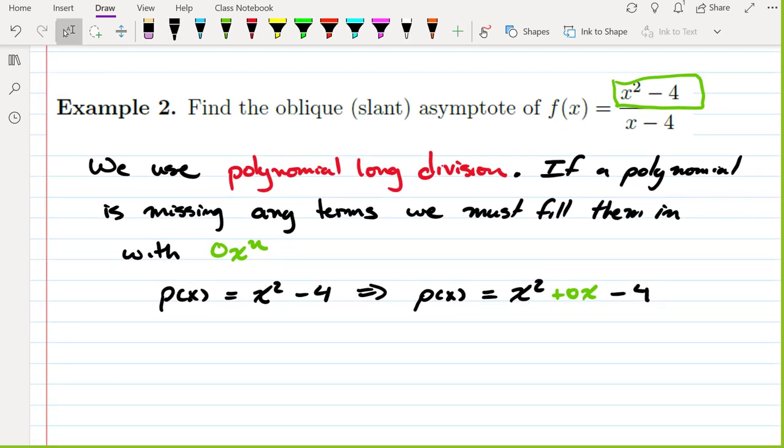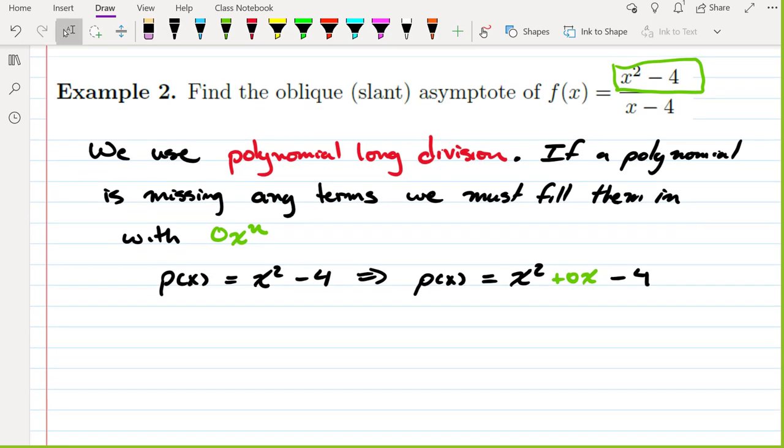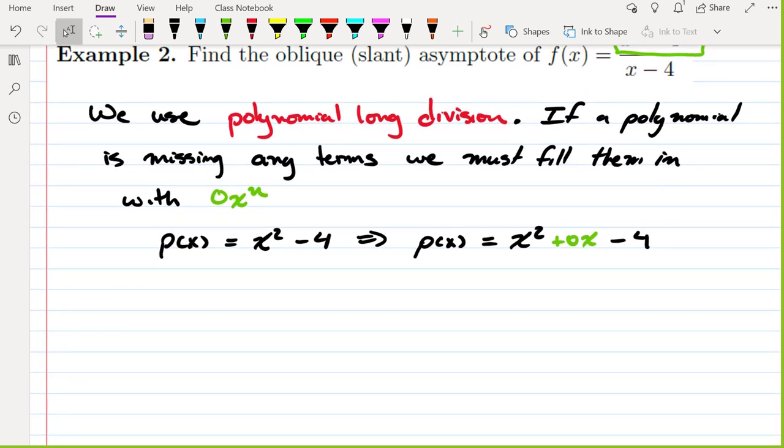But if we're missing any terms, when we try to do polynomial long division, things are not going to work out quite the way we would like. And what I mean by that is that our columns won't line up properly when we do long division. So to do long division, we set it up just like we would if we were dividing two integers.